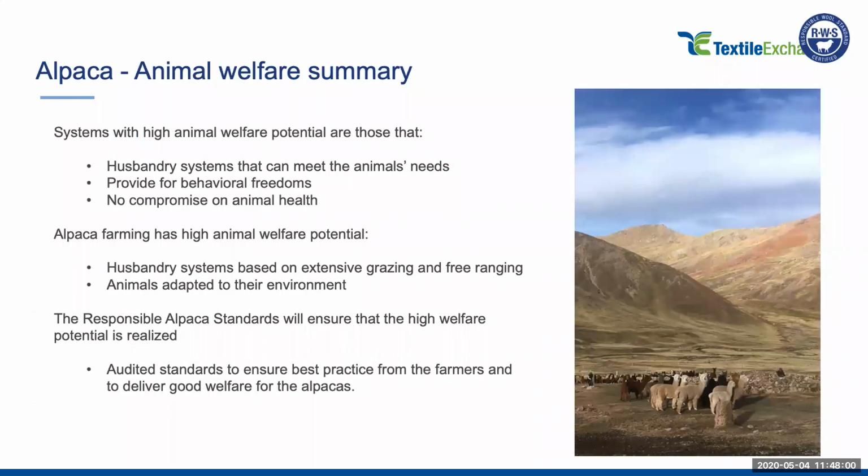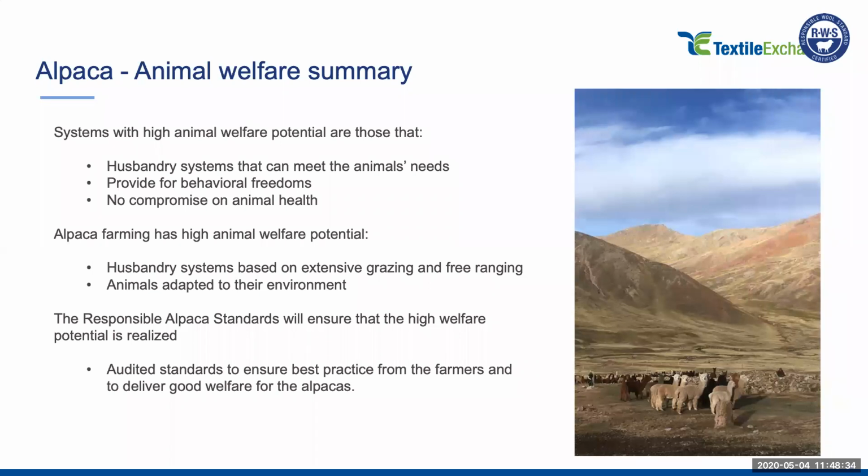So then really as a summary, systems with high animal welfare potential are those where there's a husbandry system that can meet the animal's needs, that can provide for behavioural freedoms, and there's no compromise on the health of the animal. And with that definition, and thinking through from the five domains and the animal welfare frameworks and the outcomes we want to achieve, alpaca farming has got a really high animal welfare potential.